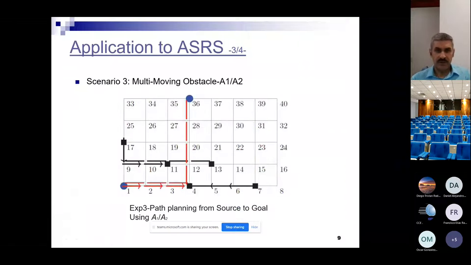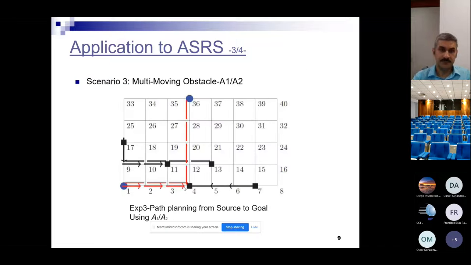Let me move along to another scenario, multi-moving obstacle also. Now in this case we have again a third kind of scenario. Again we have two robots moving along from 17 to 11, and then as you see it's waiting here, same thing here, it's very similar. I will skip this one so that you know, not waste more time.